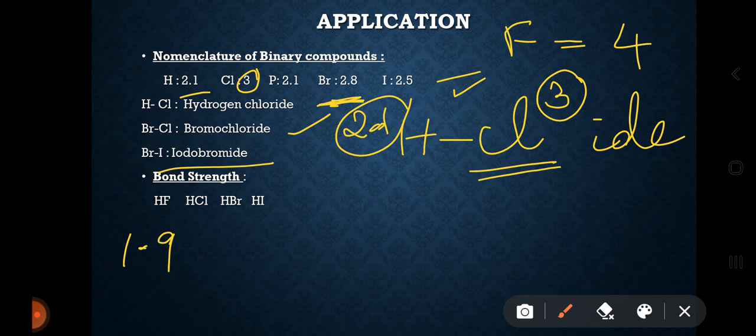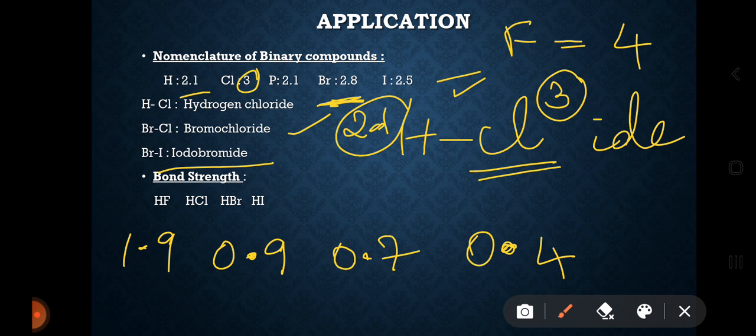Next one is HCl. Hydrogen is 2.1 and chlorine is 3. 3 minus 2.1 is 0.9. What about HBr? H is 2.1, whereas Br is 2.8. 2.8 minus 2.1 is 0.7. Next is HI. Hydrogen is 2.1, iodine is 2.5. 2.5 minus 2.1 is 0.4.